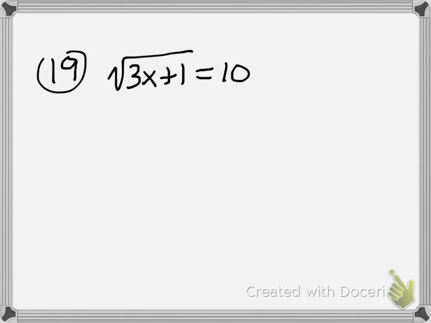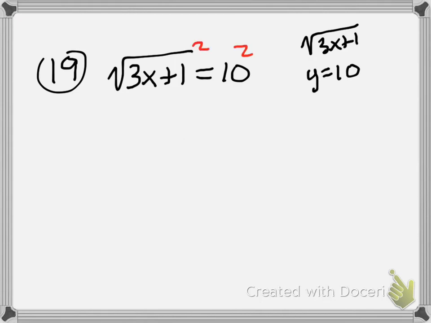Alright, number 19. Again, you can use Desmos, and if you use Desmos, you're going to type in square root of 3x plus 1 as one of your functions. Remember, it doesn't do just a number, so you're going to have to plug it in as y equals 10 if you use Desmos. If you go through and solve it by hand, remember the first thing you want to do is square both sides.